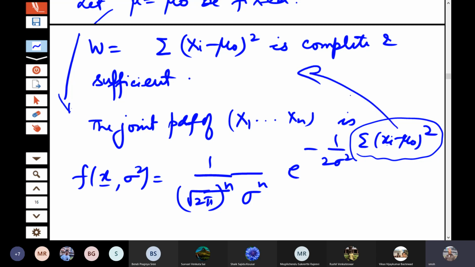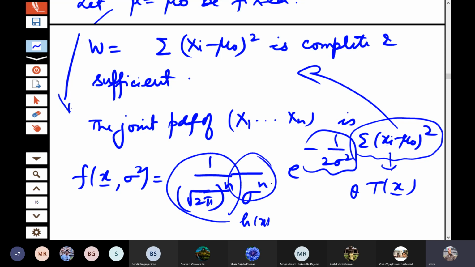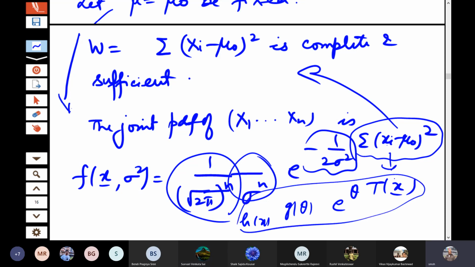So from here it follows that this is complete and sufficient. Sir, can you repeat? So I have written it as a one parameter exponential family here. So this is say theta, this is T(x), this is h(x), and we write some g(theta) kind of thing, and then e to the power theta T(x). Is it okay? Yes. So by factorization theorem, T is sufficient, and since it's a one parameter exponential family, the parameter space contains one dimensional intervals, therefore T is complete also. So completeness and sufficiency follows.